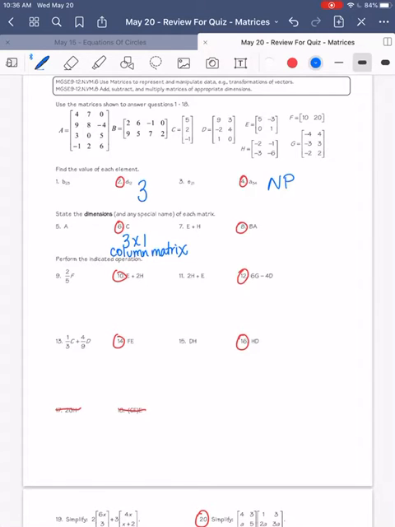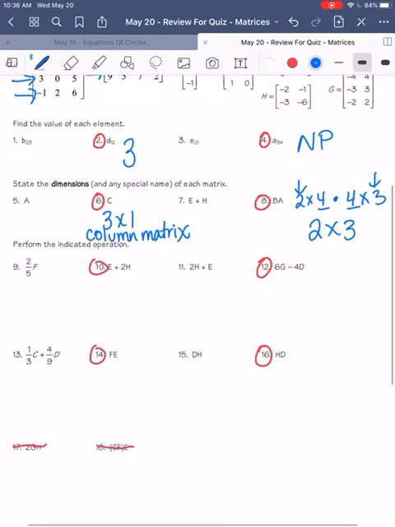On number 8, it's asking, could I multiply, first of all, B and A? Because if they're stuck together, that means multiply. So B is a 2 by 4, times A, which was a 4 by 3. So first of all, can I multiply them? And the answer is yes. And the resulting matrix would be the outer numbers. So our answer would be a 2 by 3. All right, now the next set of directions is asking us to do the actual operations.